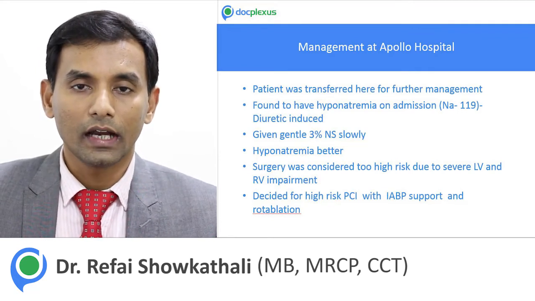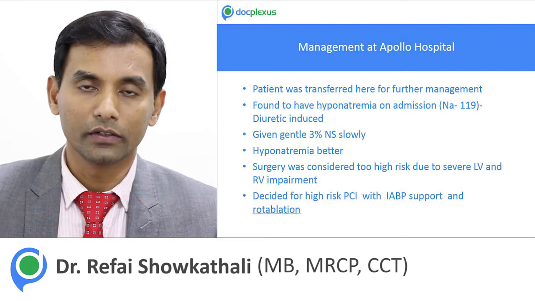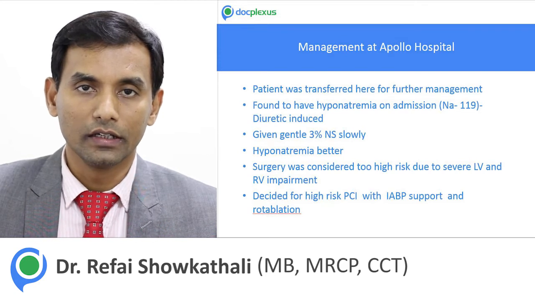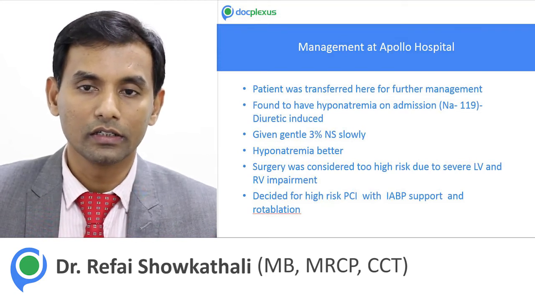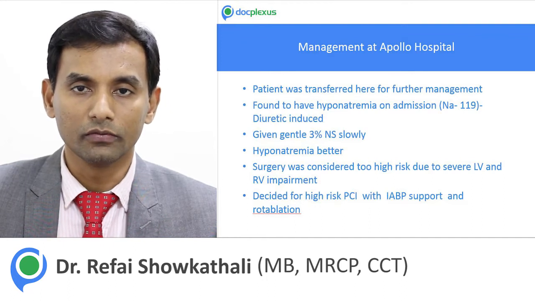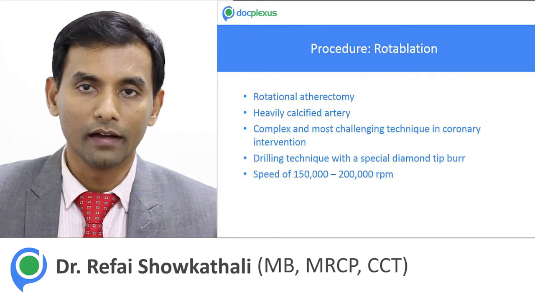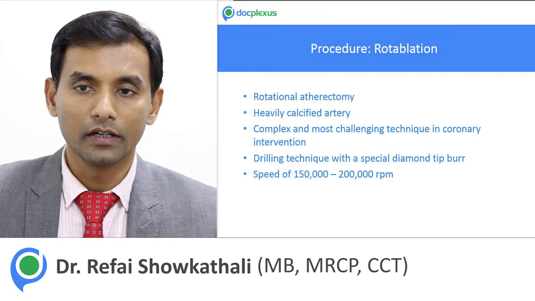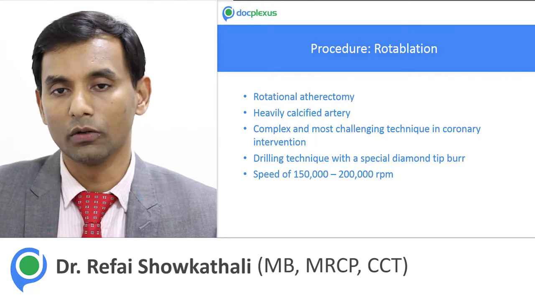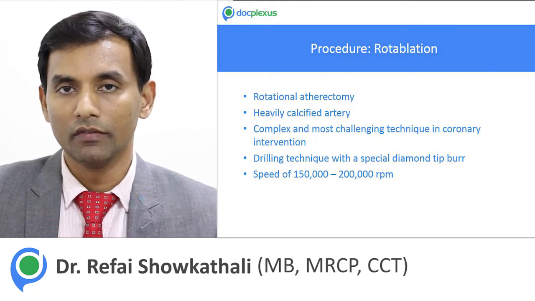Then we had a discussion in our heart team involving the cardiothoracic surgeons, myself the interventional cardiologist, and the treating physician, and we decided that he is a very high-risk surgical candidate due to his severe LV impairment and RV impairment, and therefore it was decided for high-risk coronary angioplasty with the intra-aortic balloon pump support, and because of the calcification, he also needed to have a rotablation, which is the drilling technique inside the coronary artery.